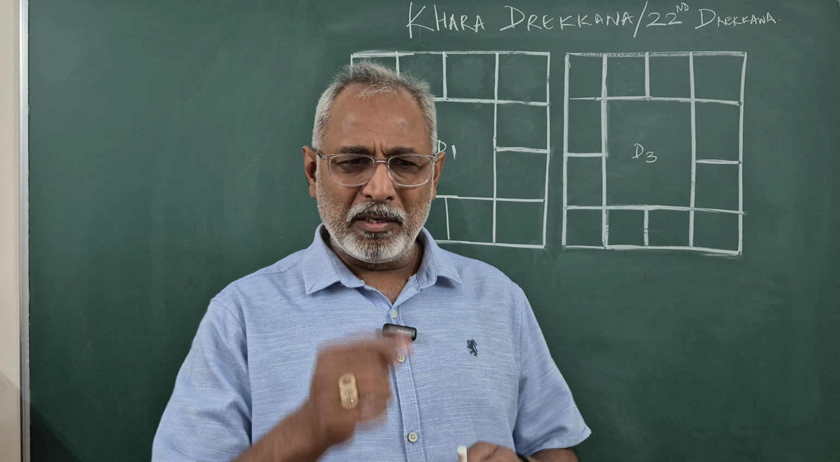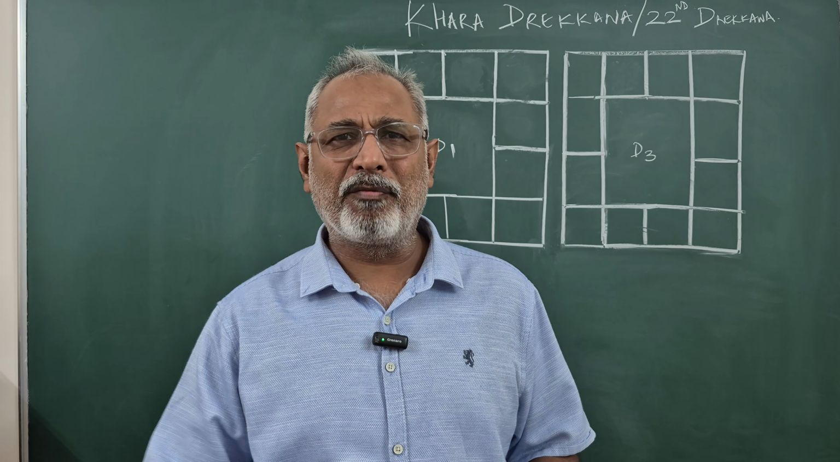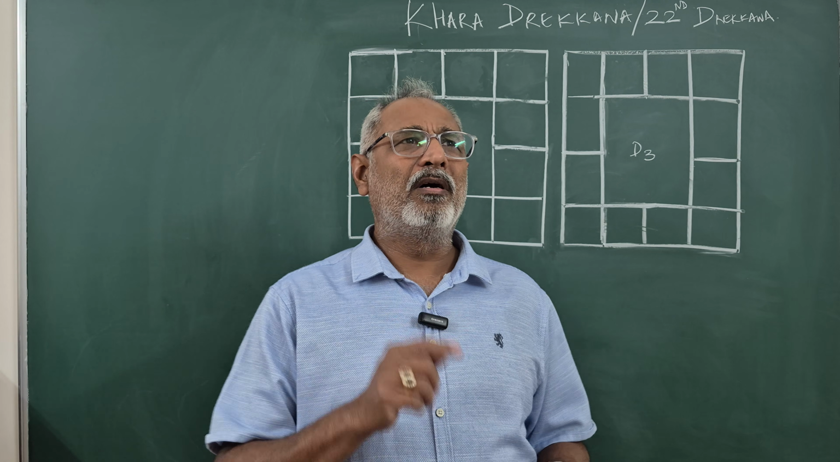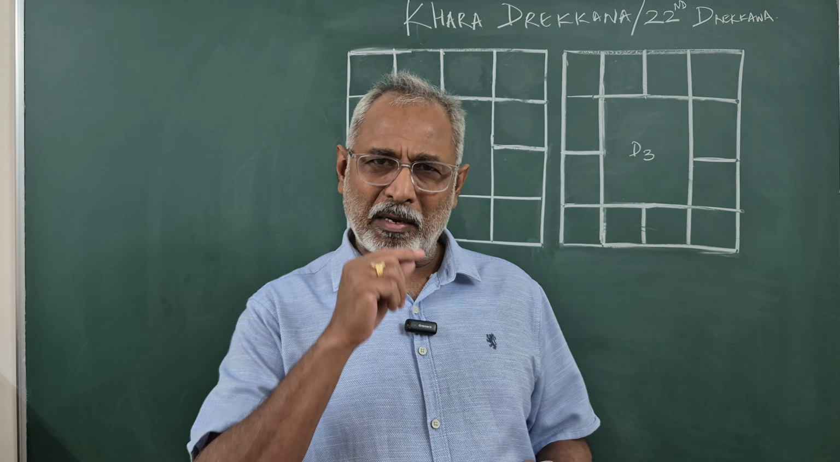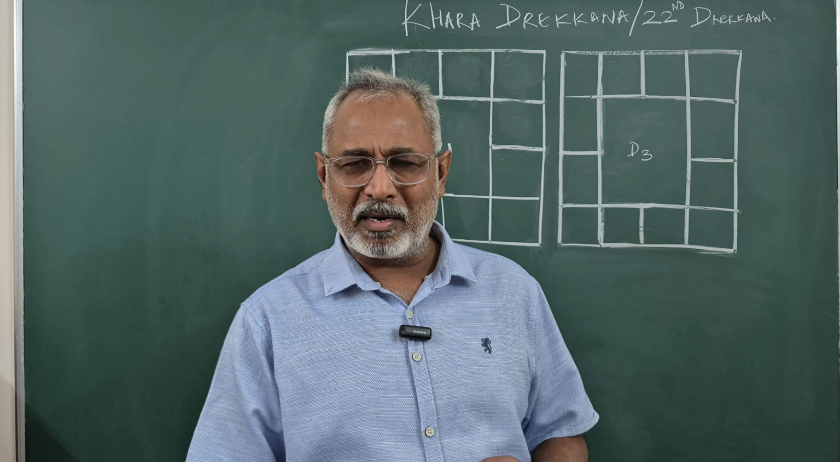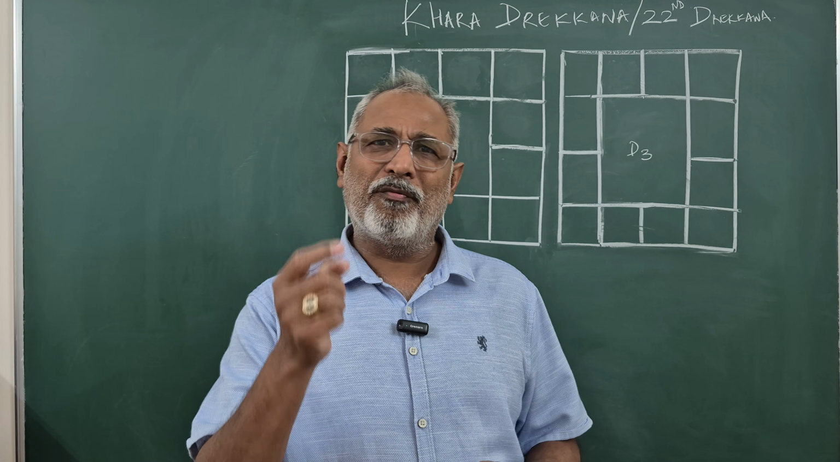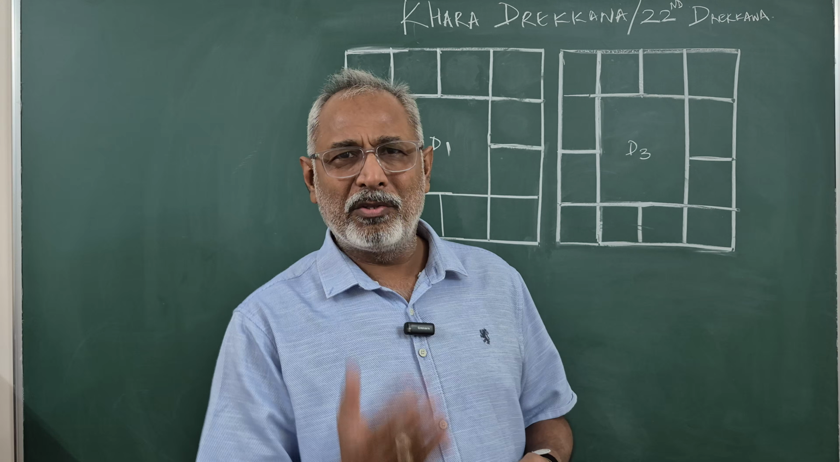Hello, this is Sheshachalam from Astroguide Mysore, and today I will be explaining what is Khara Drekkana, or the 22nd Drekkana. In the previous class, I think it is video number 561, I have discussed the 64th Navamsha. The Navamsha is 3 degrees 20 minutes, but here we are talking about a Drekkana. Drekkana is the third division of every sign. So every sign will have three divisions.